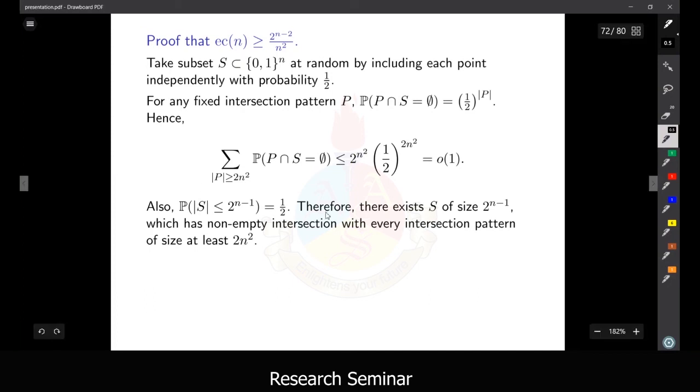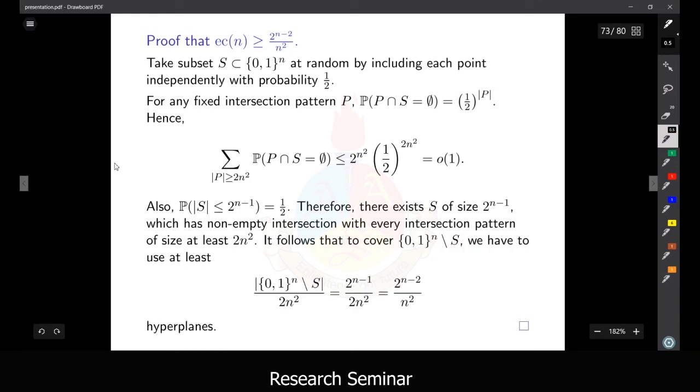So we can conclude that there exists some subset of size exactly 2 to the power n-1, which has non-empty intersection with every intersection pattern of size at least 2n square. I mean, we know that the size of S is not larger than 2 to the power n-1, but of course we can just add any points to the set S, and we will not destroy this property.